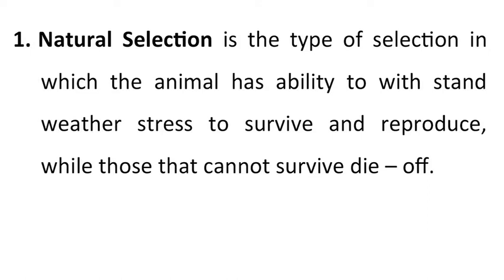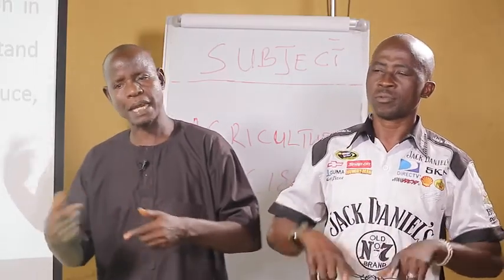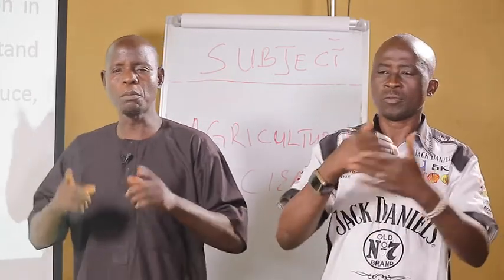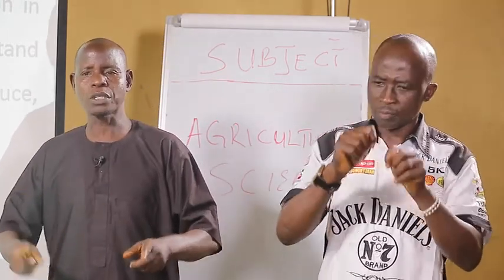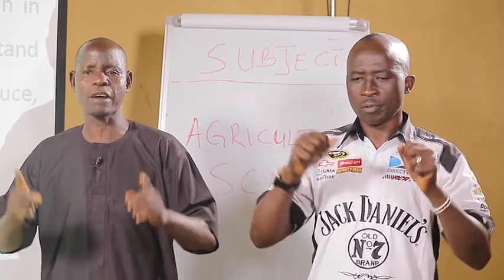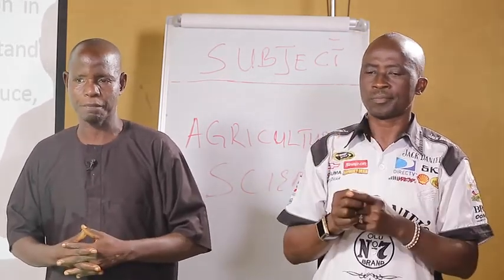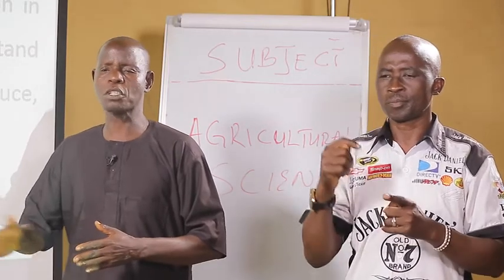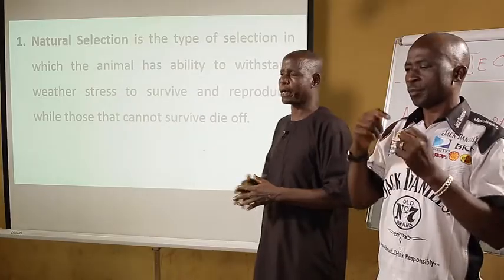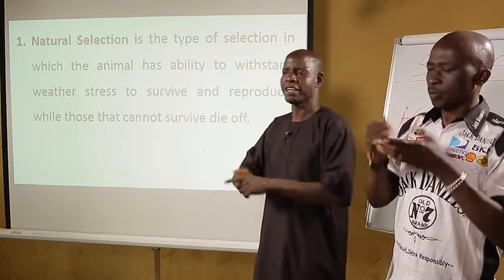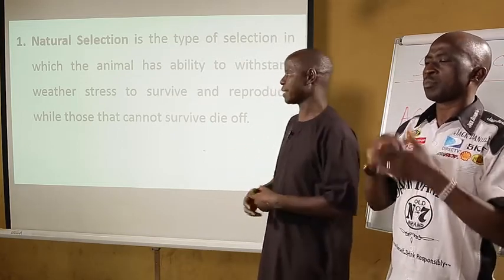Natural selection. This is the type of selection in which the animal has the ability to withstand weather stress to survive and reproduce, while those that cannot survive die off. What do we mean here? Before you select an animal, you must make sure this animal was able to survive all the environmental extremes. In other words, the principles of survival of the fittest is applicable here. Only animals that survive the environmental stresses are selected.